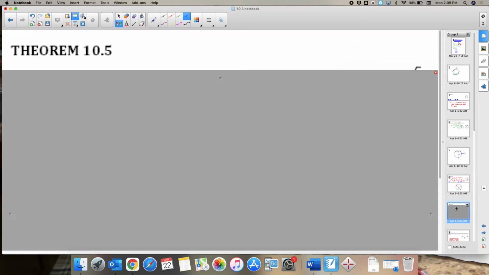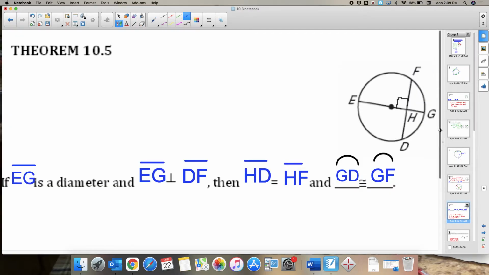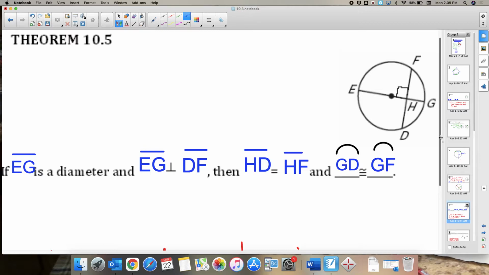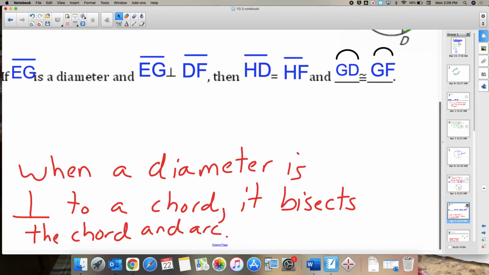Now, as it turns out then, the converse is also true. If you have your diameter and you're perpendicular to a chord, you will have to bisect that chord. And likewise, you're going to have to bisect that arc that is there. So when a diameter is perpendicular to a chord, it will bisect the chord and it will bisect the arc.